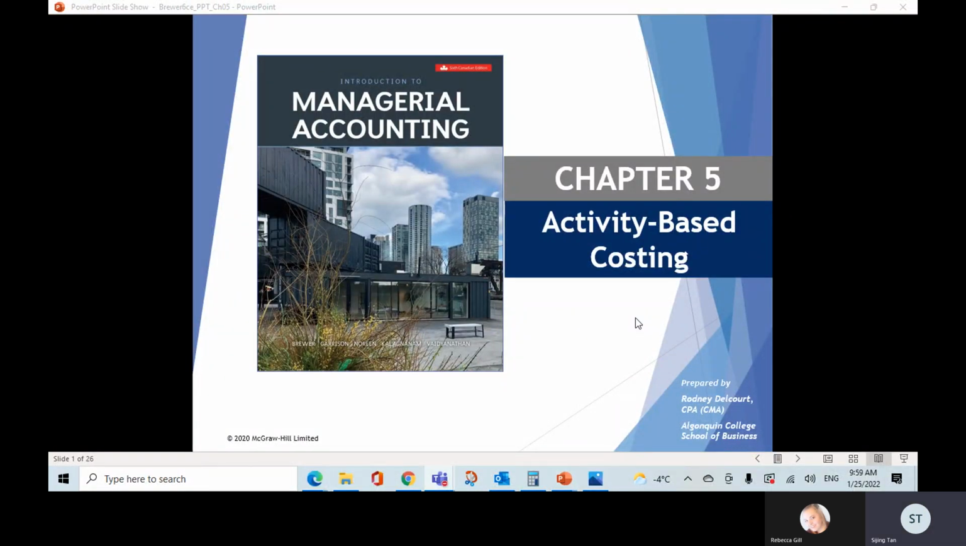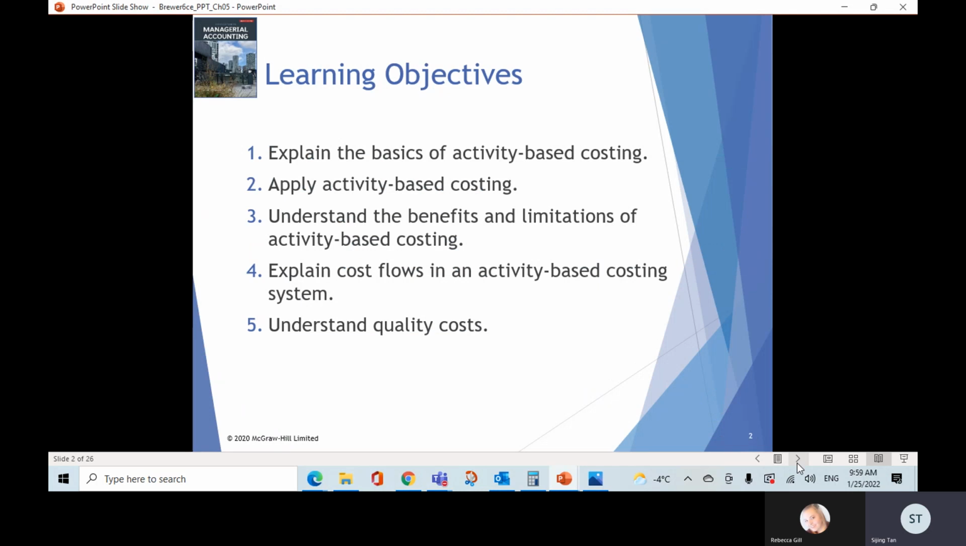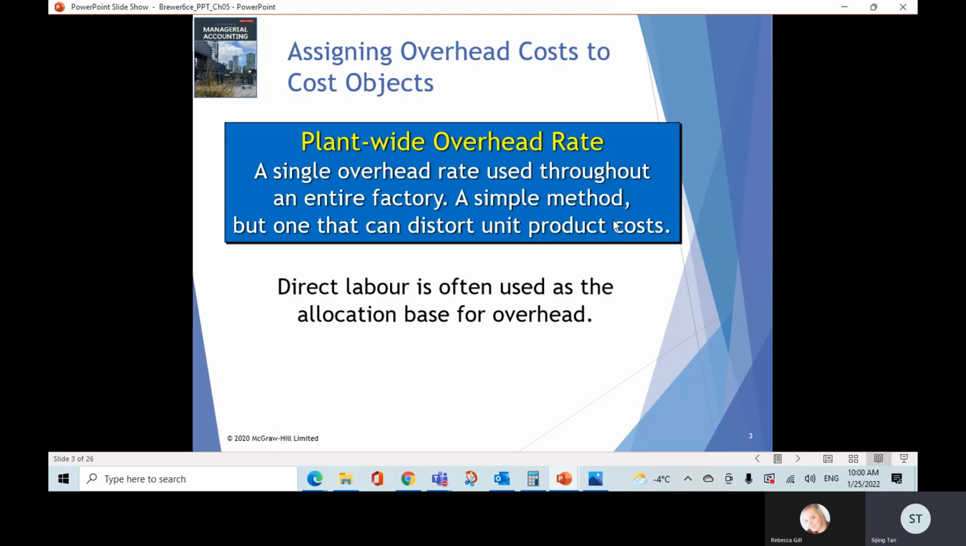Hi, so for today, we're going for Chapter 5, the Activity-Based Costing System. We call it ABC system. For this chapter, we're going to talk about some basics of activity-based costing and then apply the ABC system and understand the benefits and limitations of activity-based costing. We're also going to give some examples regarding how to calculate it, explain the cost flows in the ABC system, and understand the quality cost. Okay, so we're going to start our course today.